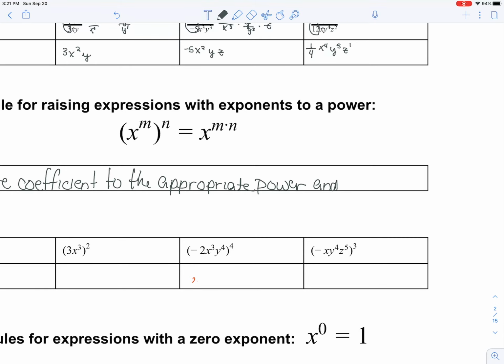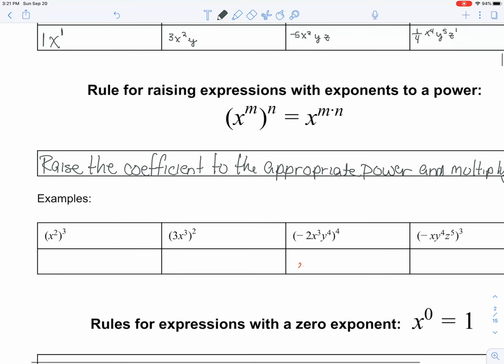And multiply exponents. Okay, so the first one, the coefficient is 1, so that's easy. And then we have x squared to the cube. We're going to multiply the exponent, so that's going to give me x to the sixth.